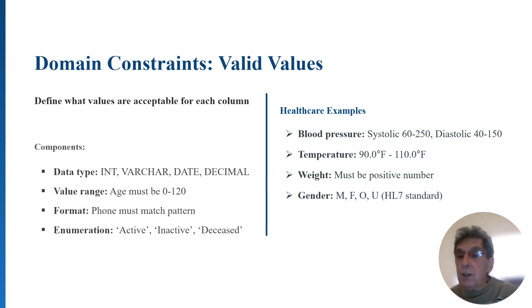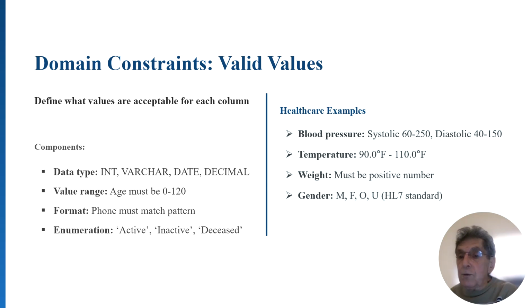The most basic domain constraint is the data type. When you define a column as an integer, you're saying it can only hold whole numbers. If you define it as a date, then it must be a valid date. If you define it as varchar 50, it can hold text up to 50 characters. But data types alone aren't enough for healthcare. Technically, 500 is a valid integer, but it's not a valid age. January 50th isn't a valid date, but the database won't let you enter it anyway.